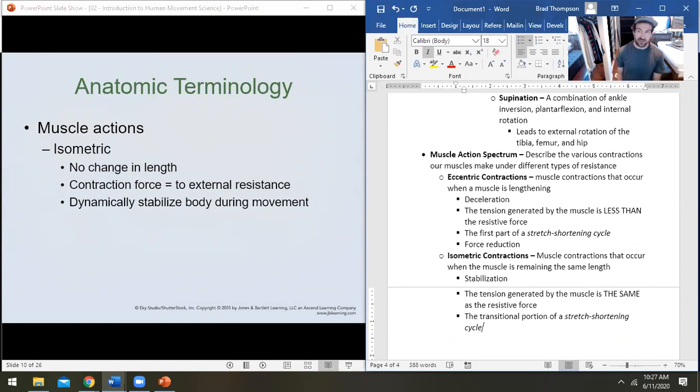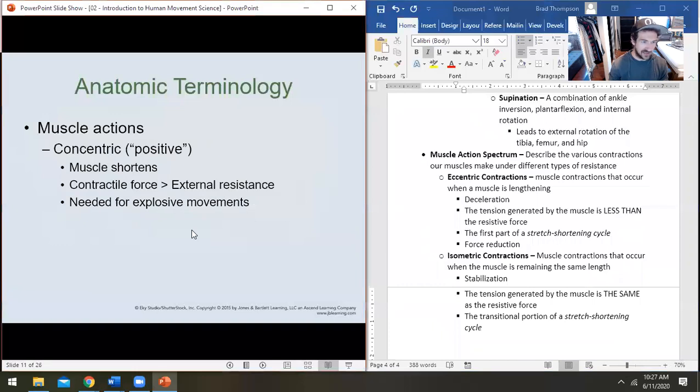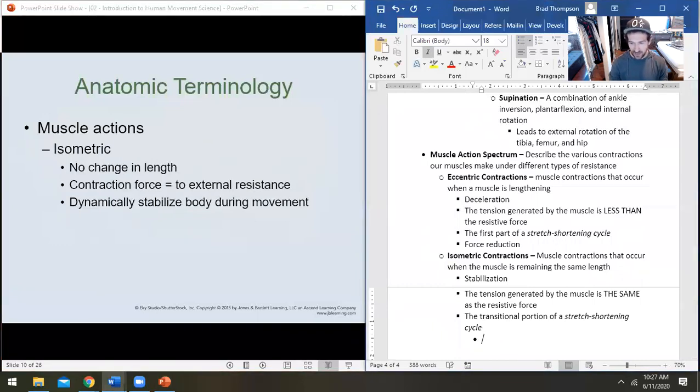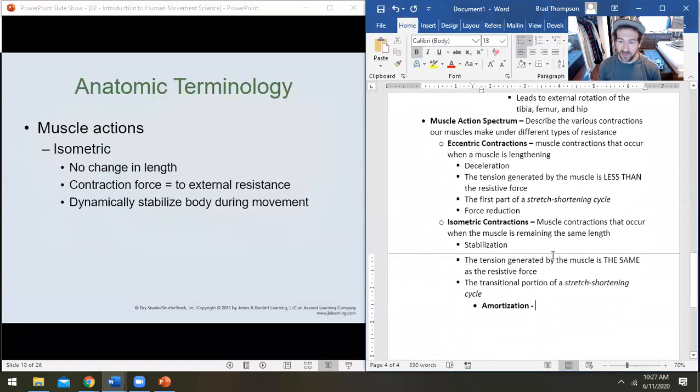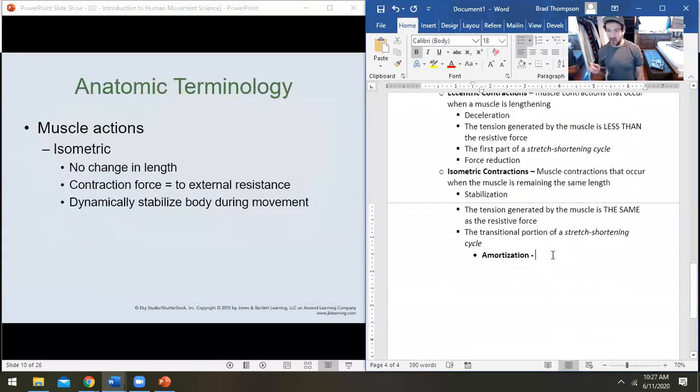Okay, so this is your transitional period, which is going to lead me to a little term here that I've got to put down because this is going to come up in a few days. This is what we're going to refer to as amortization. Amortization is a special term that we use when we are describing explosive movements.